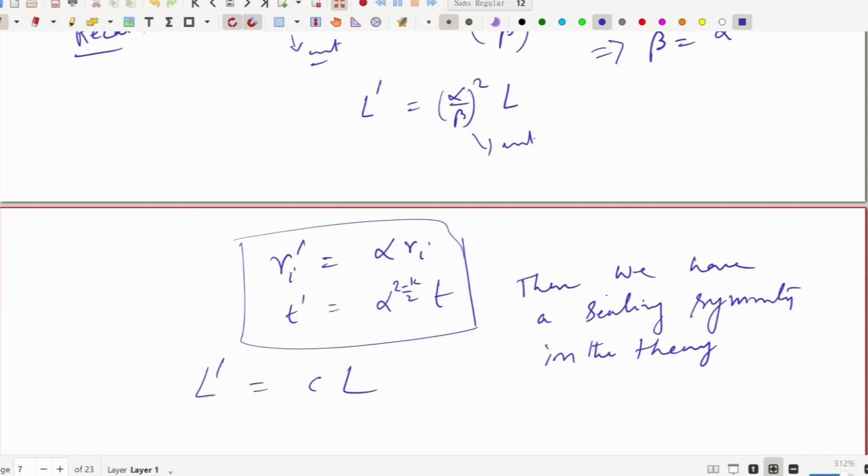So, this is very interesting: I can scale my coordinates and time with the arbitrary parameter alpha, where the new coordinate will be alpha times the old coordinate, and the new time will be alpha to the power (2 minus k) by 2 times t, where k is the degree of homogeneity of the potential function. Now, this will give you very important information about the system.